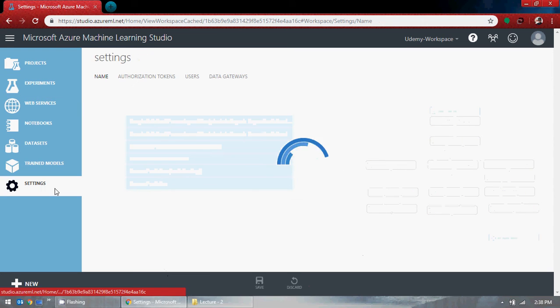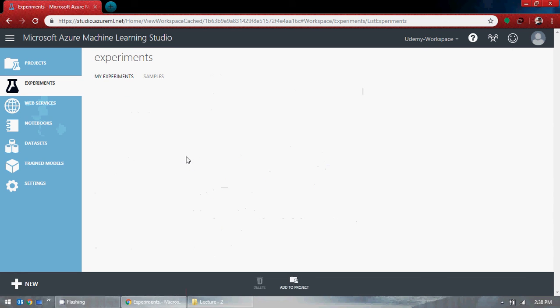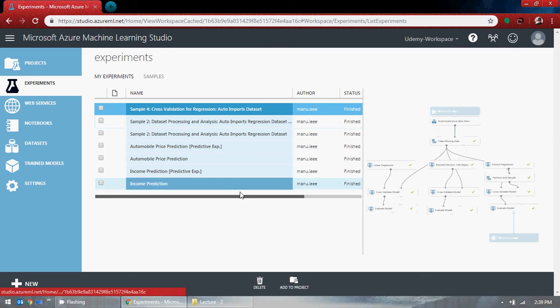So let me check pretty quick how many GB are left. Still showing 0 GB. I've used a lot of data here, so I'll be running low on data. I have to delete it if I go beyond 10 GB of data.